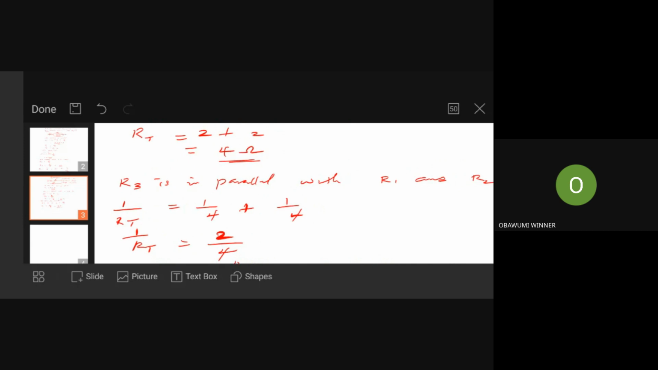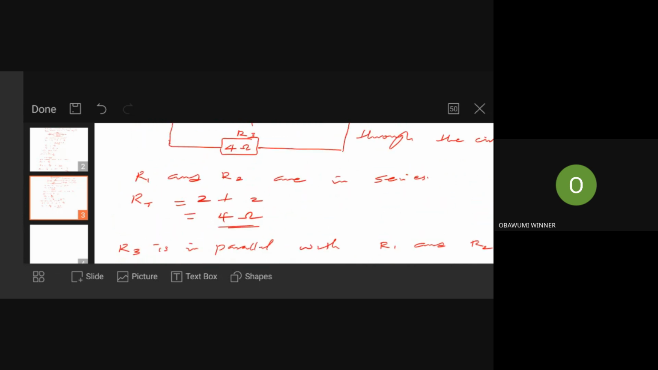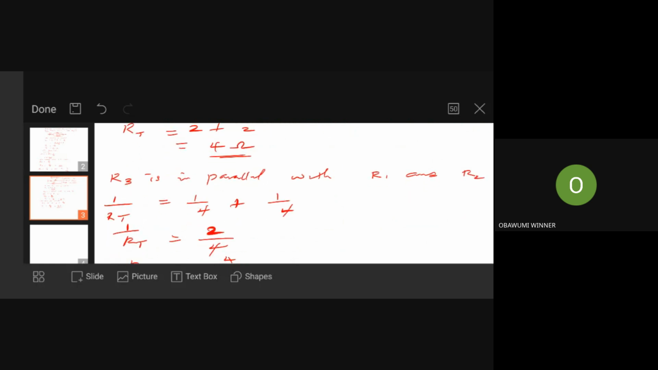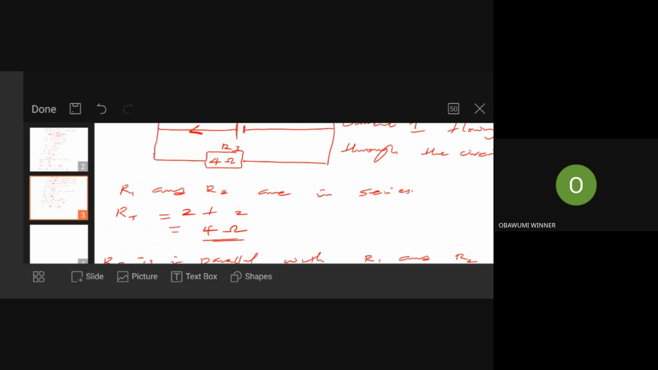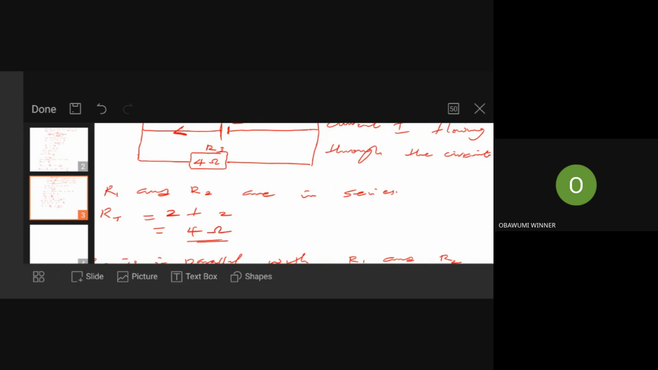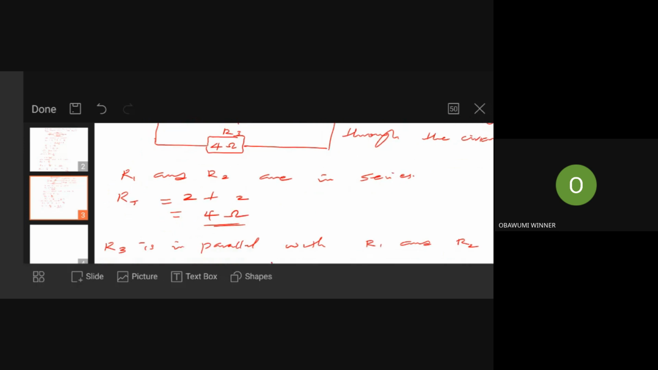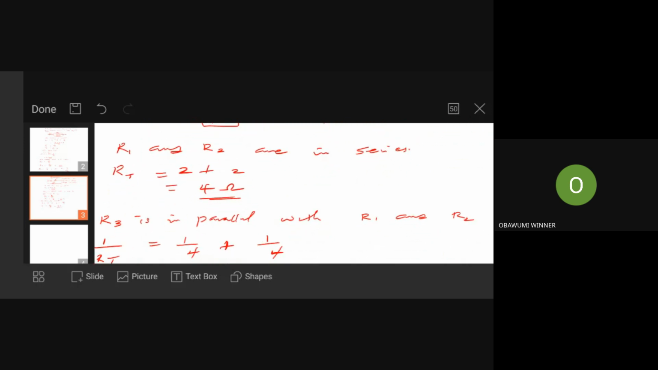It means you were not following my explanation. Now, the reason for that is because, listen, for the first resistance, we first of all calculated R1 and R2, which we said are in series. And since they are in series, I have to find their total resistance. And how do you find their total resistance? By adding them up, just R1 plus R2. And when I did that, I got 4 ohms. And then I said here that R3 is in parallel with R1 and R2.